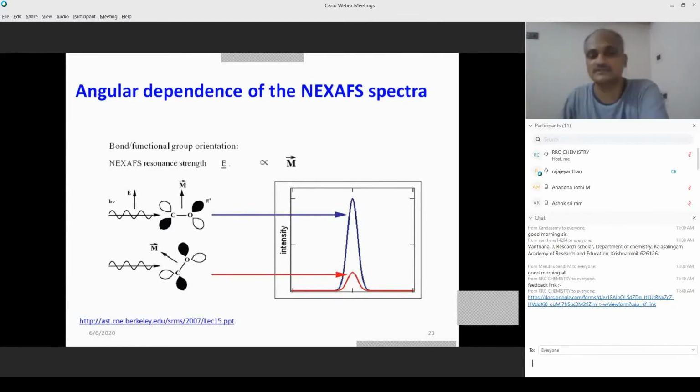If the carbon monoxide is adsorbed differently, for example, perpendicular or at some tilted angle, in this case the electric field vector of the incident X-ray does not lie parallel to the magnetic dipole moment. On solving this, the resultant vector will be very different and will have a lower intensity. So you are having a small spectrum here, and this tells that the molecule is not parallel to the surface, and it is aligned perpendicular to the surface of the material. So you can get this kind of information by using this NEXAFS spectroscopy.